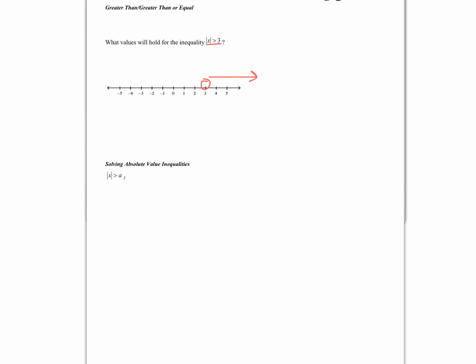than 3. For example, if I pick 5, 5 has 1, 2, 3, 4, 5 units away from 0. That's obviously greater than 3. Also, this applies for the negatives. I want any numbers that have a distance larger than 3 away from 0, so anything left of that negative 3 will work. Writing that as an inequality, well, x can be less than negative 3, or x can be greater than 3. This is now an or statement. When you have greater than, it's always an or statement.